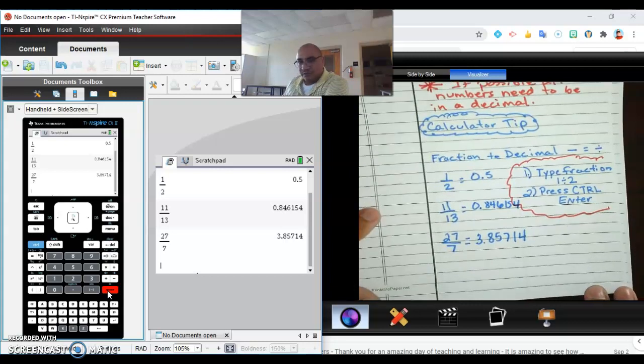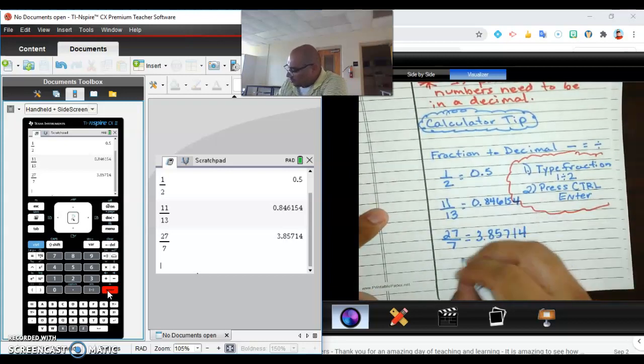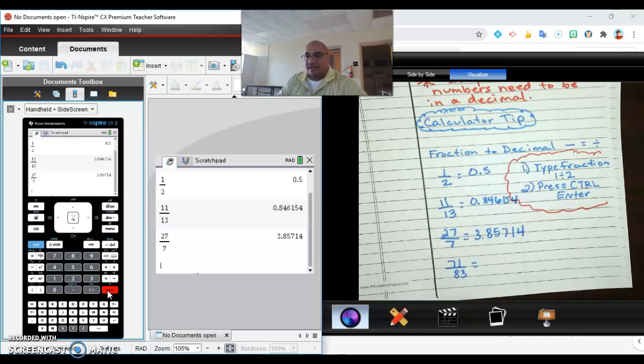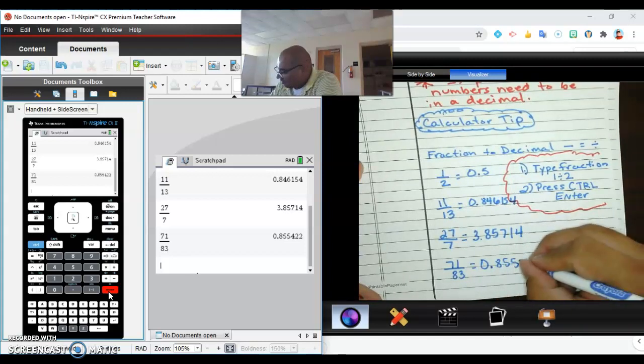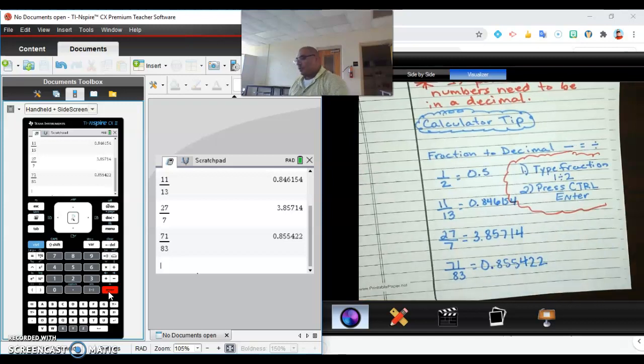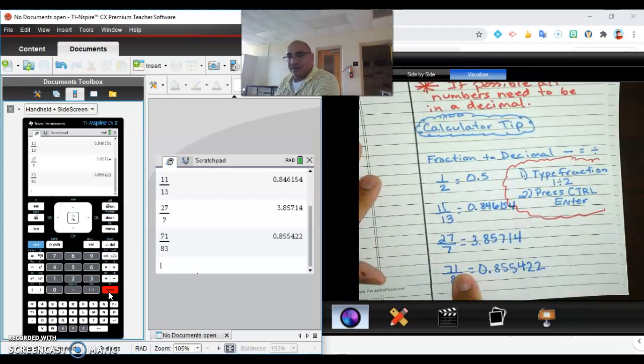Let's practice another one. What about if I picked 71 divided by 83? Again, type in 71 divided by 83, press Control and then Enter, and we get 0.855422.